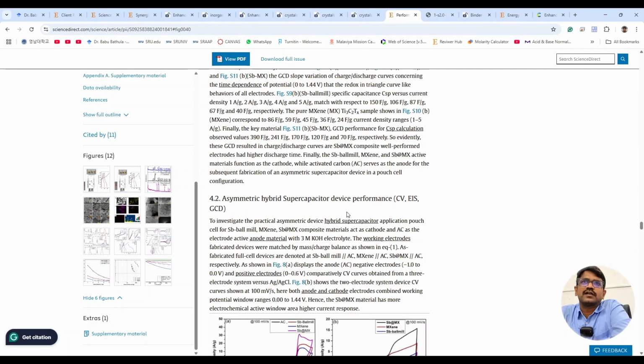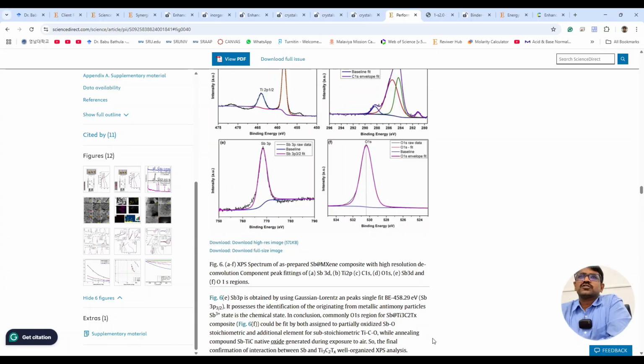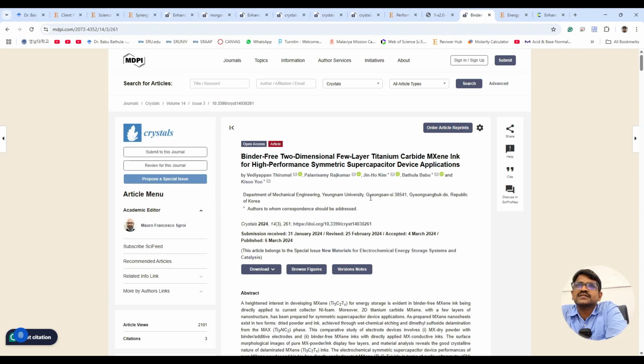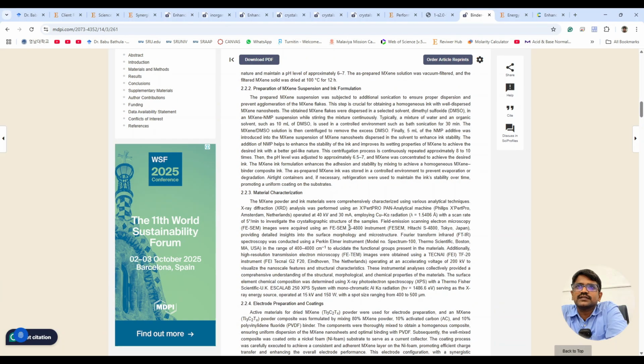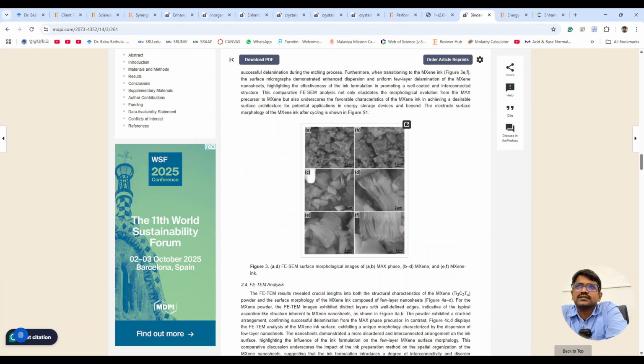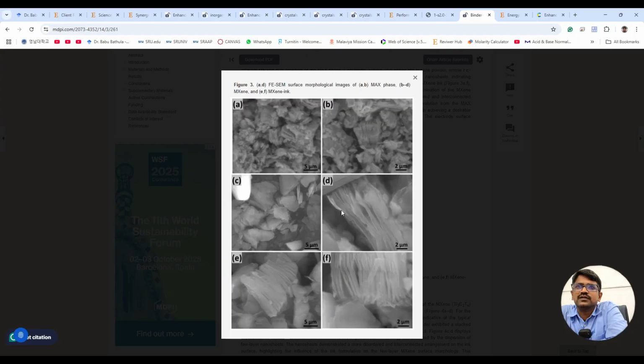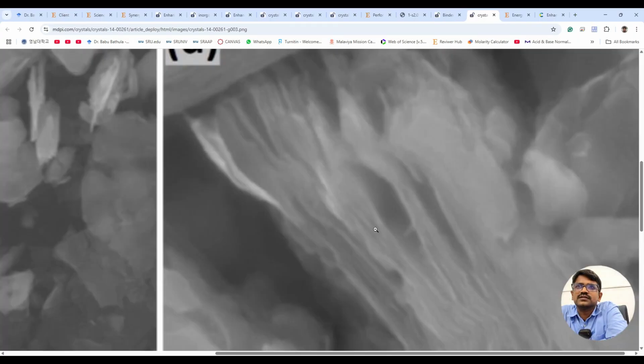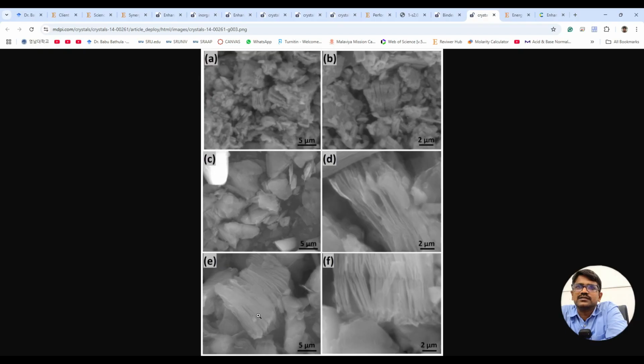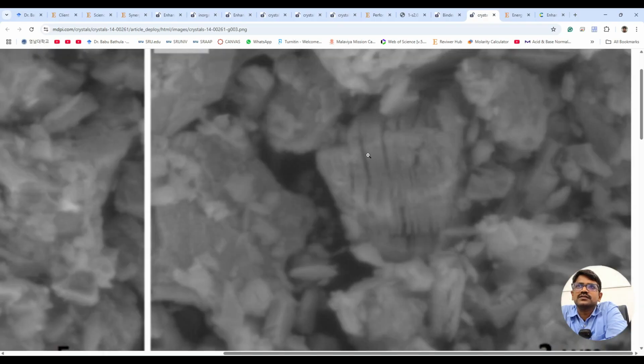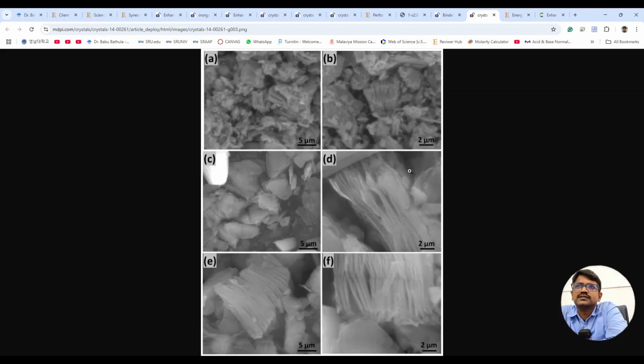So this is one type of electrode. We have different electrode materials, and this is another, MXene ink. You can see the beautiful pictures, 2D layers, two-dimensional layers. See the 2D lines.